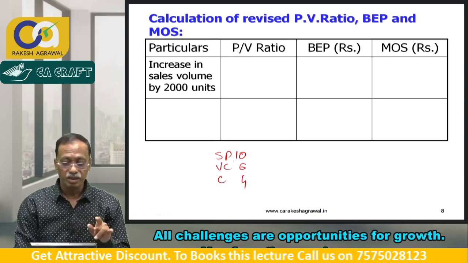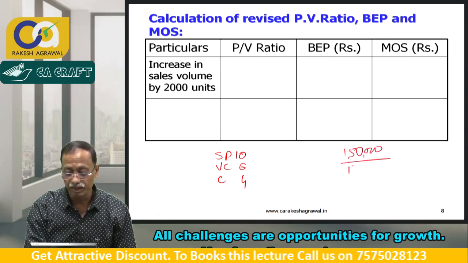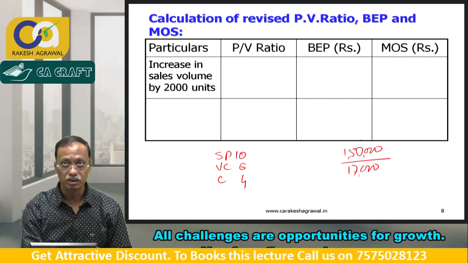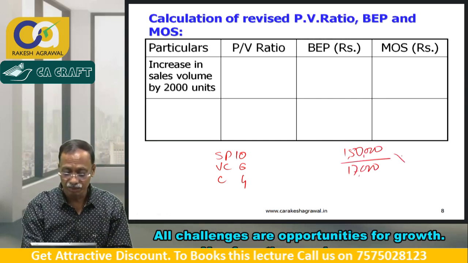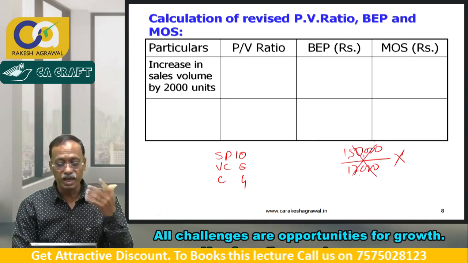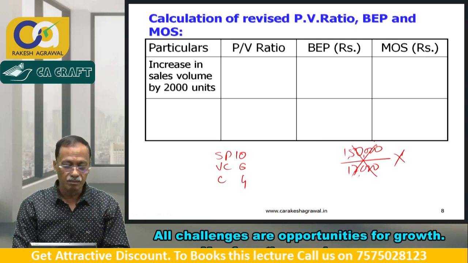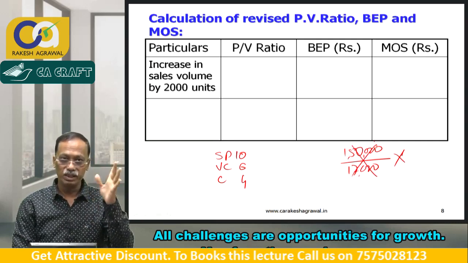Don't change here. Because some students do what? They say, sir, sales rupees 1,50,000 given in the question, divided by 17,000 units, because sales quantity has gone up by 2,000. Earlier it was 15,000. Don't do this. This will cause change in sales price. So you have indirectly changed the sales price. Don't do that. Keep everything else the same and just increase the quantity sold by 2,000 units.